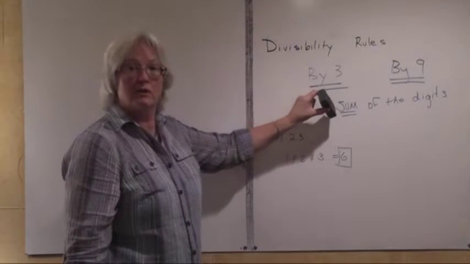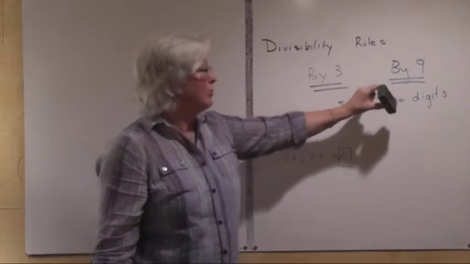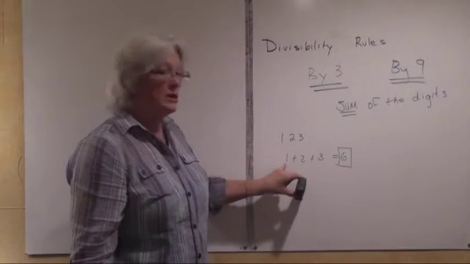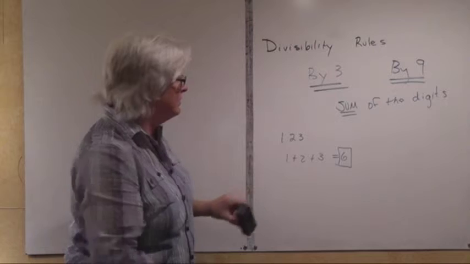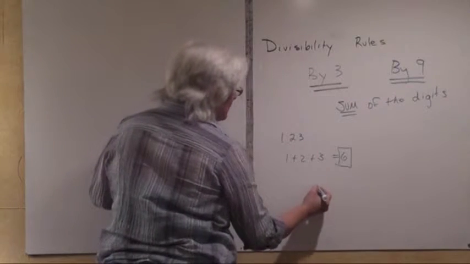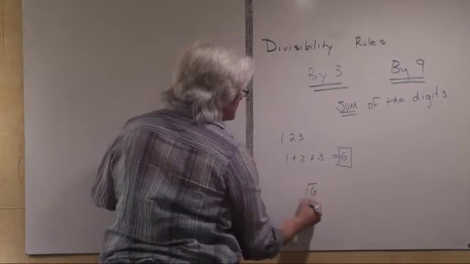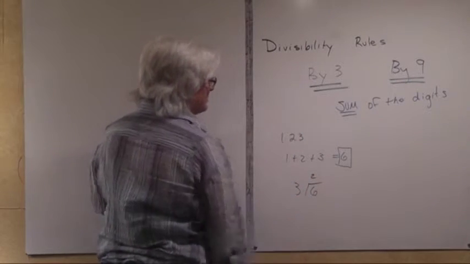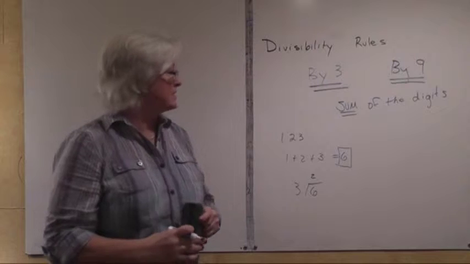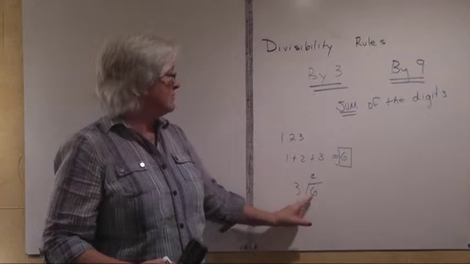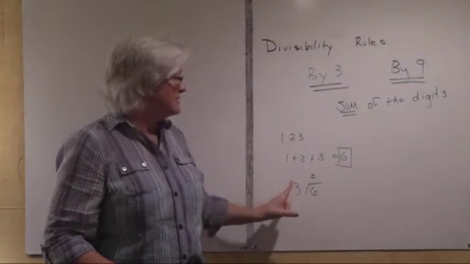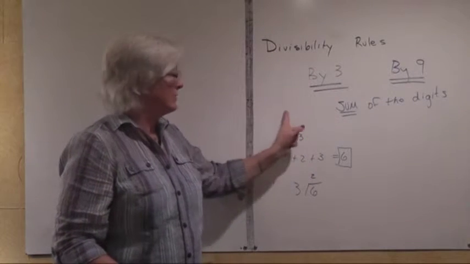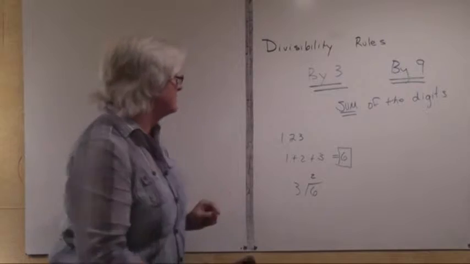To figure out if you can divide a number by 3 or by 9, first we find the sum of the digits that comprise that number. And then we see if we can divide that sum by 3. Is 6 divisible by 3? Sure. 2 times 3 is 6. If the sum of the digits is divisible by the number, then the entire number is divisible by it.